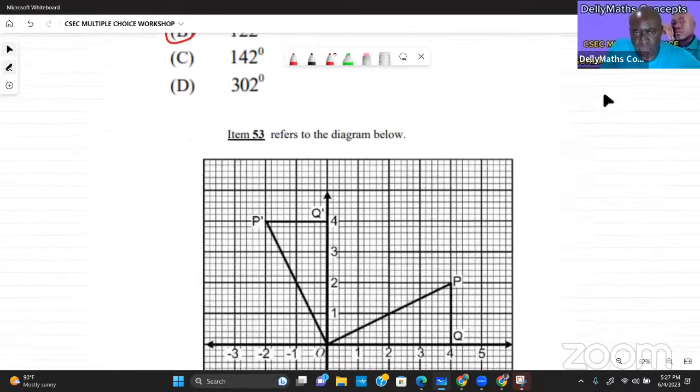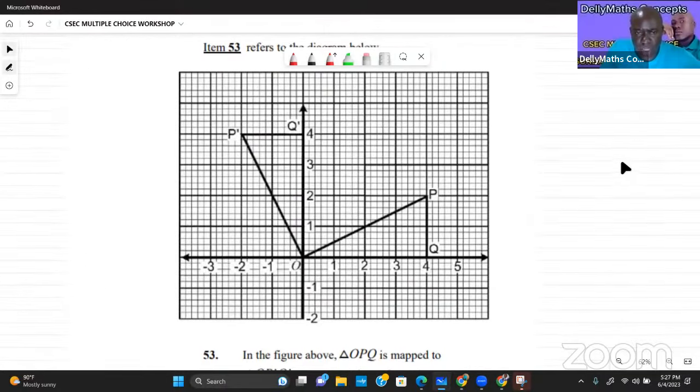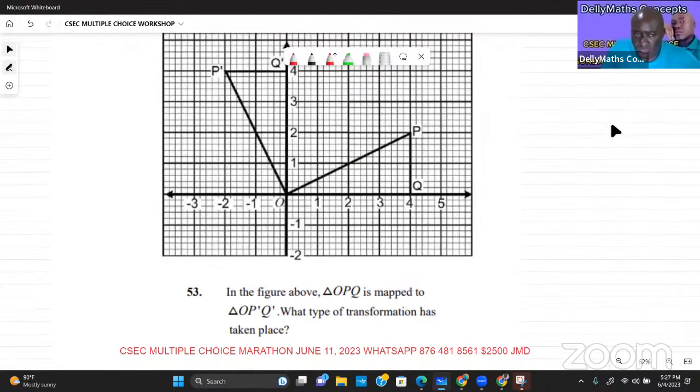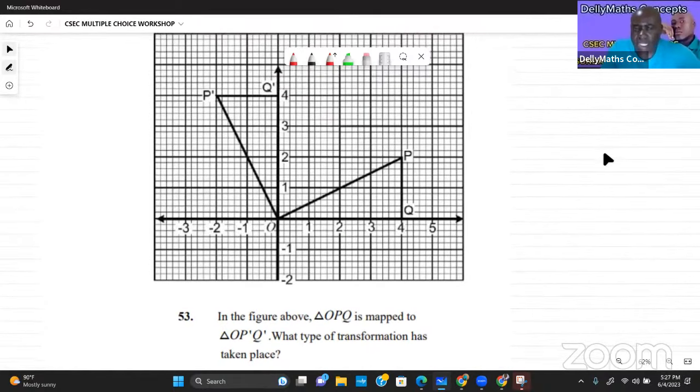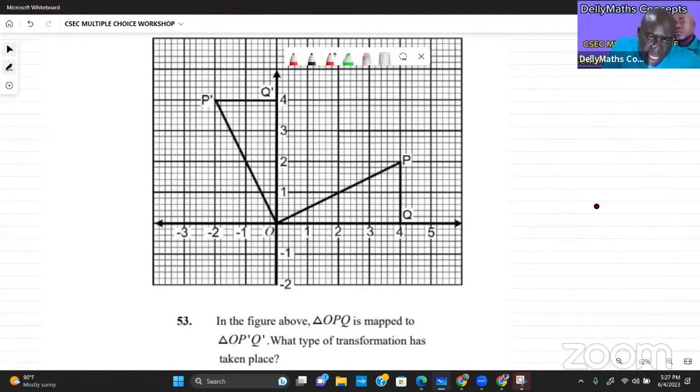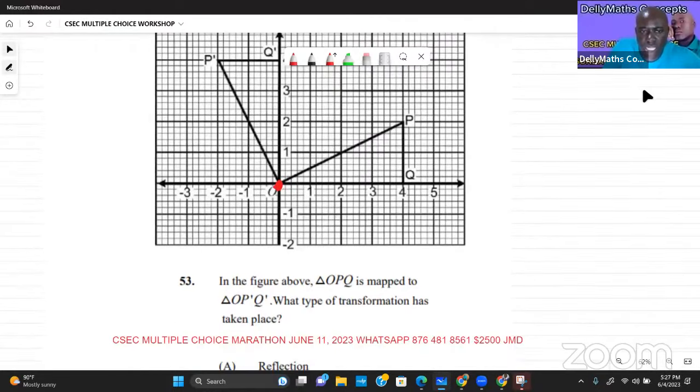Next question. In the figure above, OPQ is mapped onto OP prime Q prime. What type of transformation? The moment I look at it, it's not an enlargement, it's not a translation, it's not a reflection. I'm seeing where this is a rotation. You could see it rotating, and this is where the center is. It's a rotation.